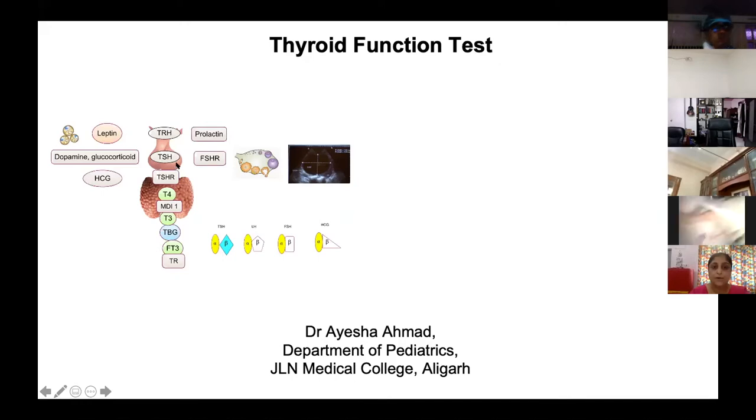It is under the control of TSH from the pituitary, which in turn is under the control of TRH secreted from the hypothalamus. The important point here is that TSH is a glycoprotein hormone, and it shares an alpha subunit with many other hormones like LH, FSH, and hCG. So the important point to remember is that in cases where there is excessive secretion of one of these hormones, like TSH in cases of hypothyroidism, because of hormone overlap there can be stimulation of other hormones as well.